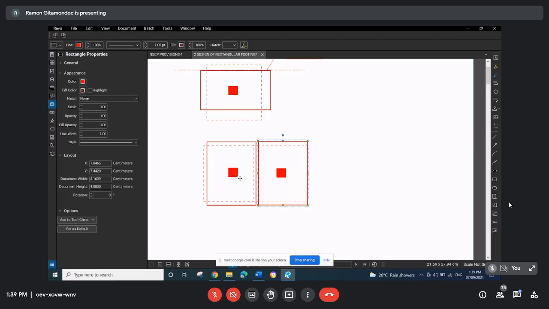Now, for the second example, another possible solution will be to combine the footings for the two columns. But using a combined footing will require additional reinforcement, the top reinforcement. So as much as possible, we try to avoid combined footings. Mas expensive siya, no? So let's move forward to the design calculation.